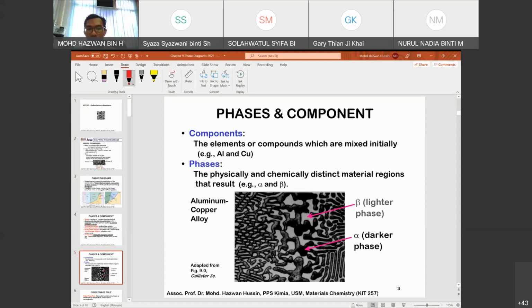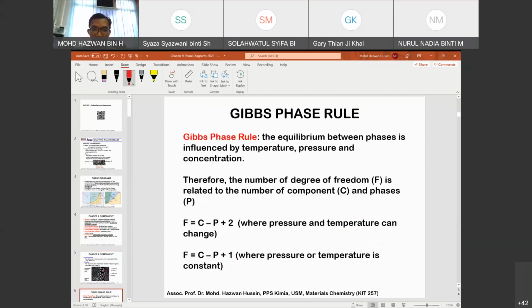So there are a few conditions that you need to follow in order to produce a homogeneous alloy. But if it is not homogeneous, meaning that the characteristic of each component is not the same, then it will produce eutectic alloy and so on. Okay.